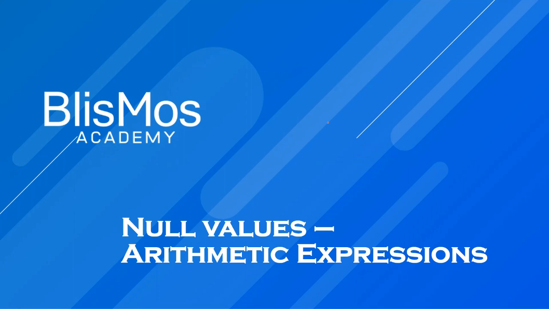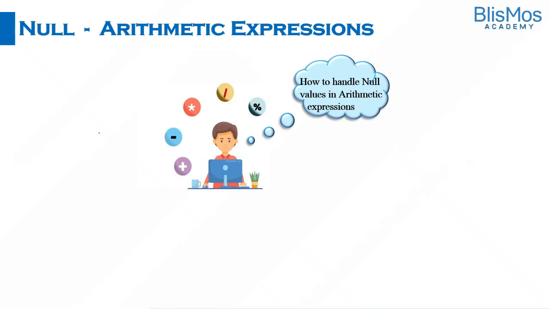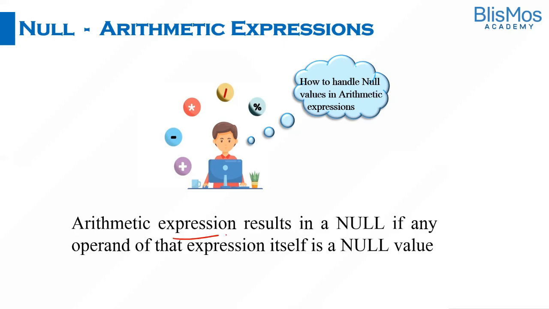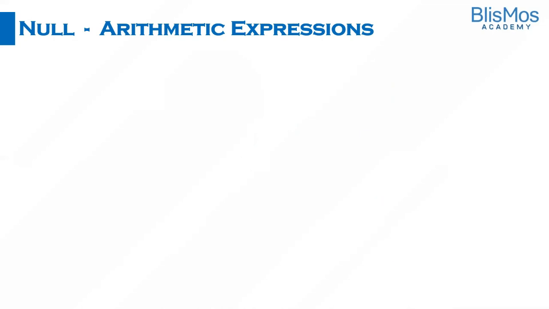As a part of this video, we'll understand how null values behave as a part of the arithmetic expressions. When you look at any data in a table, there is a high probability that data which runs for millions of records would have some null values. When you have some null values, how do we handle them whenever you are doing some computations by using arithmetic expressions? But the key point is, an arithmetic expression results in a null value if any operand of that expression itself is a null value. Let us take an example and understand this.